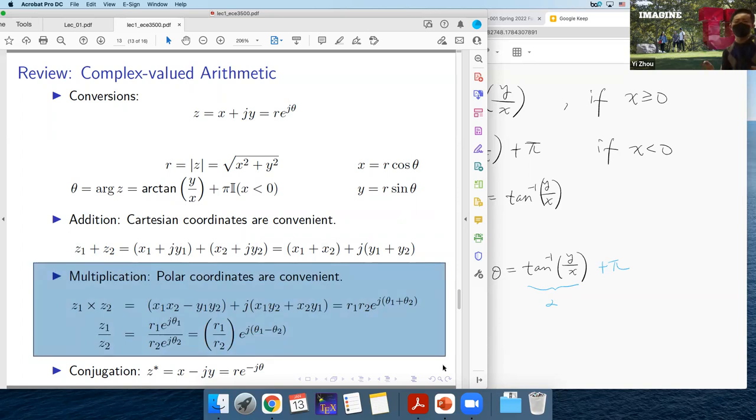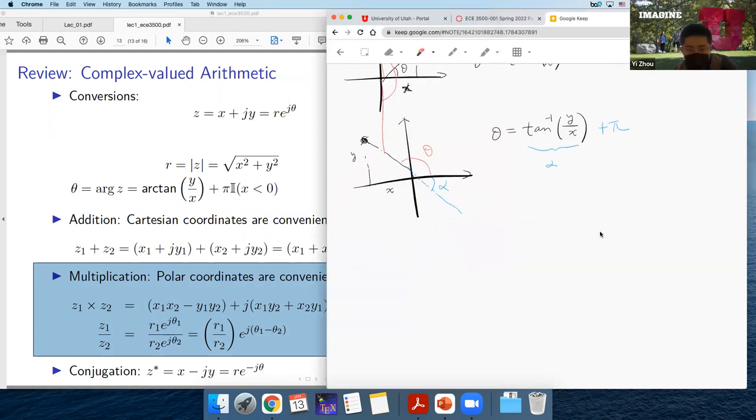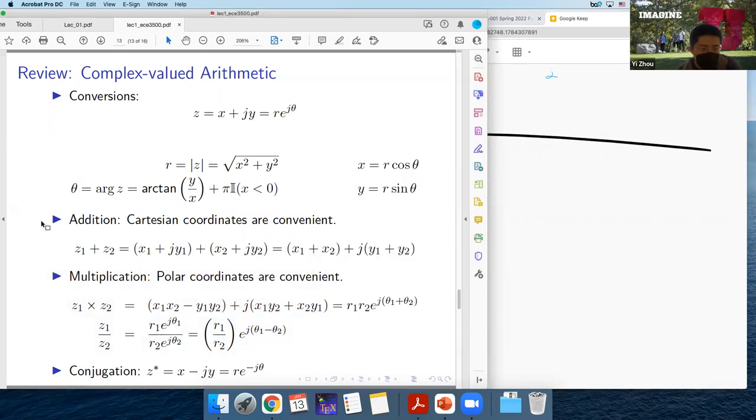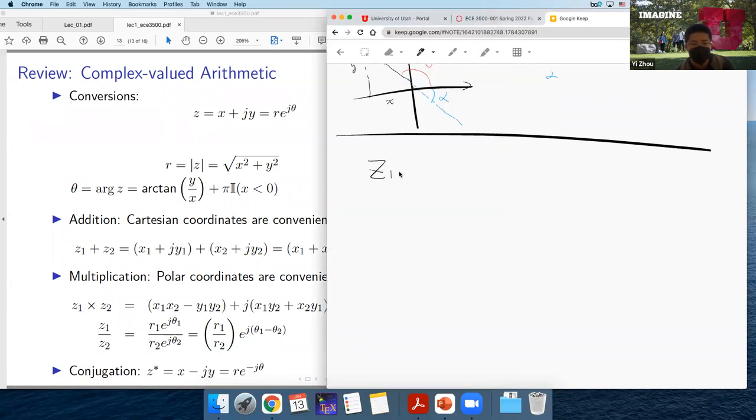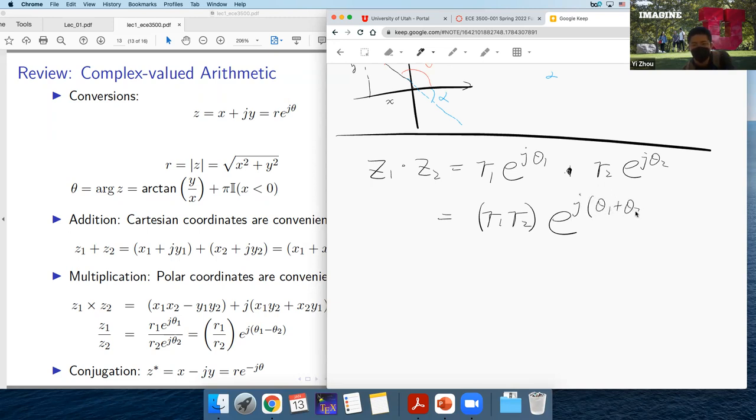The polar form is more convenient when we do multiplication or division of complex numbers. For example, if we want to calculate Z1 times Z2, we use the polar form here, on the right-hand side. Z1 in polar form is R1 e to the power j theta 1, the standard polar form, times R2 e to the j theta 2. Since everything is a multiplication, we can put R1 and R2 together. And the exponentials we can also combine using the rule of exponents. This is theta 1 plus theta 2 in the exponent.